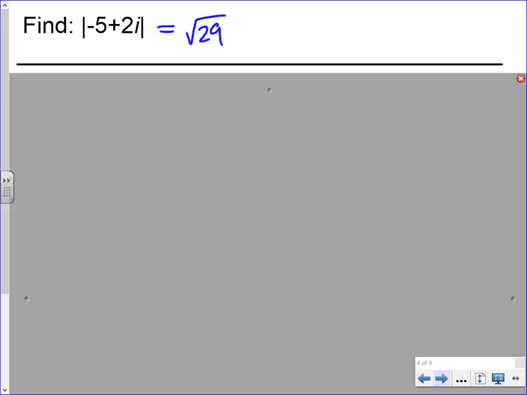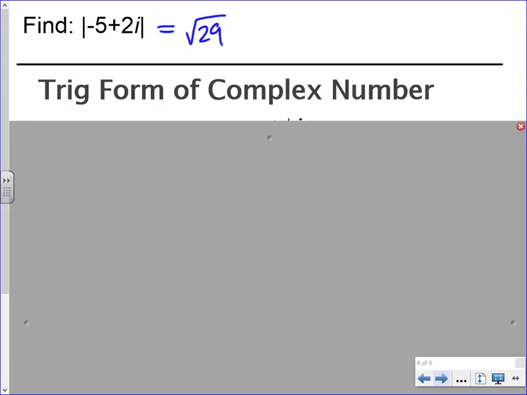Okay, now the fun stuff. Let's get into some more trig. Okay? The trig form of a complex number. Instead of writing it as a plus bi, which would be in standard form, we can write a complex number in trig form.